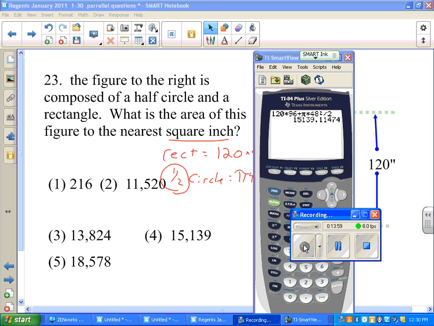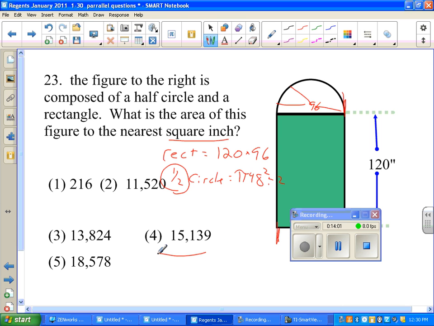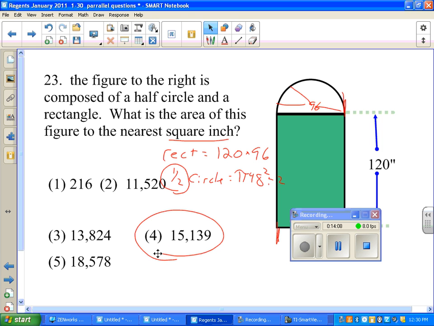I couldn't see it for a second. I had to take a step back from the board. It's choice number 4. Okay. This is 14 minutes, so we're going to go on to number 24 in the next recording. If you have any questions, just ask me in class at any time.